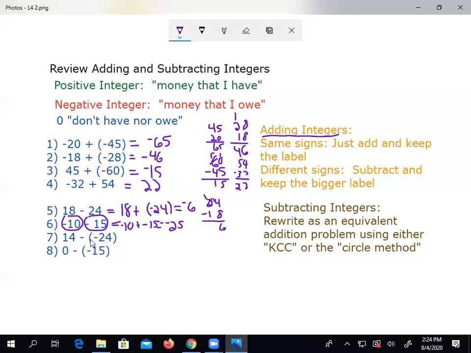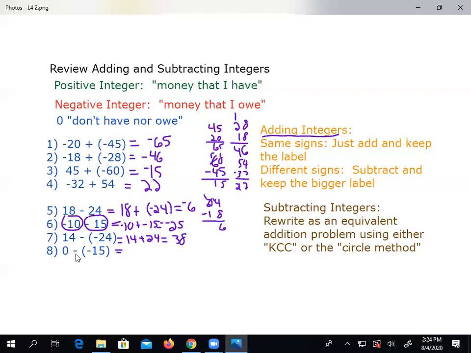So on the next one, I'm going to use the KCC method. So you can keep the 14, you can change subtraction to addition, as long as you change a negative 24 to a positive 24. And since those are both positive, you just add and keep them positive. And that just turns into a 38.